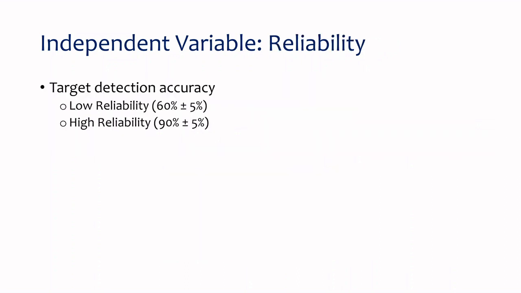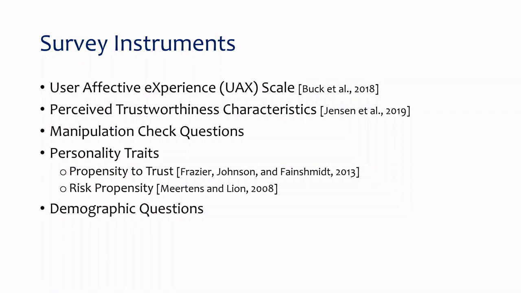The reliability condition had two levels. In the low reliability level, the agent correctly identified 60% of the images, whereas the high reliability agent correctly identified 90% of the images. We used the UAX scale to measure users' integral emotions. We measured users' trust perceptions using perceived trustworthiness characteristics items. We also asked manipulation check questions, demographic questions, and two personality trait instruments: trust propensity and risk propensity.